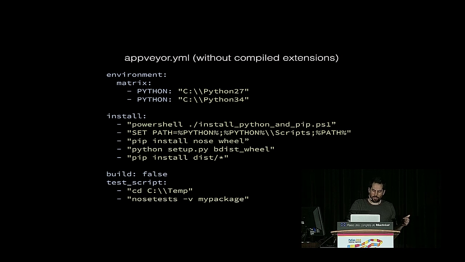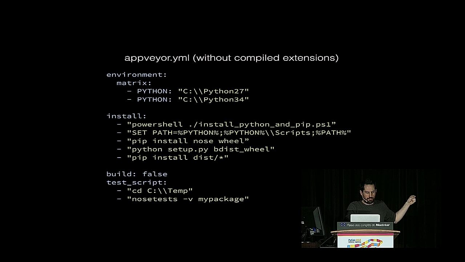So I wrote a PowerShell script, which is called, in that case, install Python and pip ps1. That makes it possible to install the missing version of Python. So in your environment matrix, you declare the Python versions that you want to test and the location on the hard drive. And if there is no such folder, this installation script will install the matching version by downloading it from python.org. Then you put the Python folder and the script folder in the path. Then you can use pip to install additional stuff, like nose and wheel, for instance. And we can generate the wheel file, and we can install it with pip.